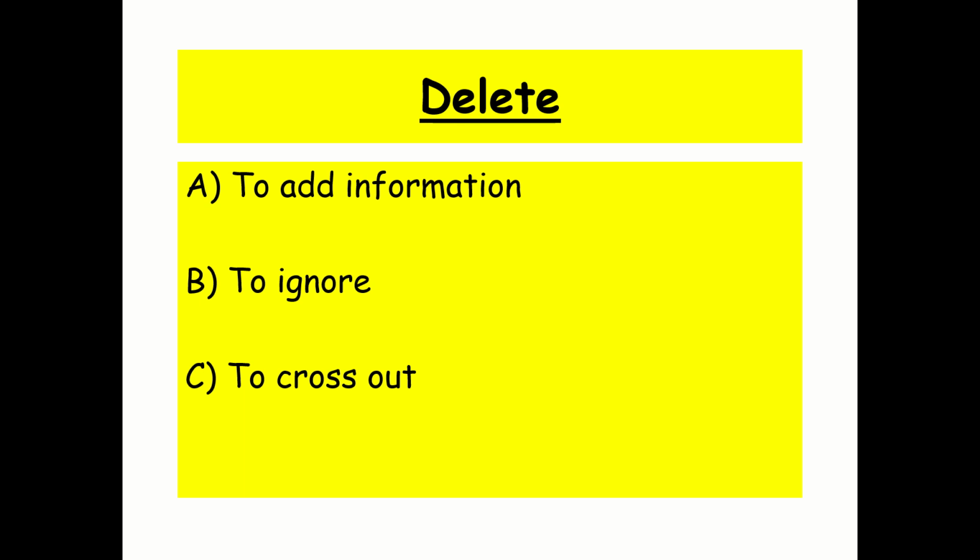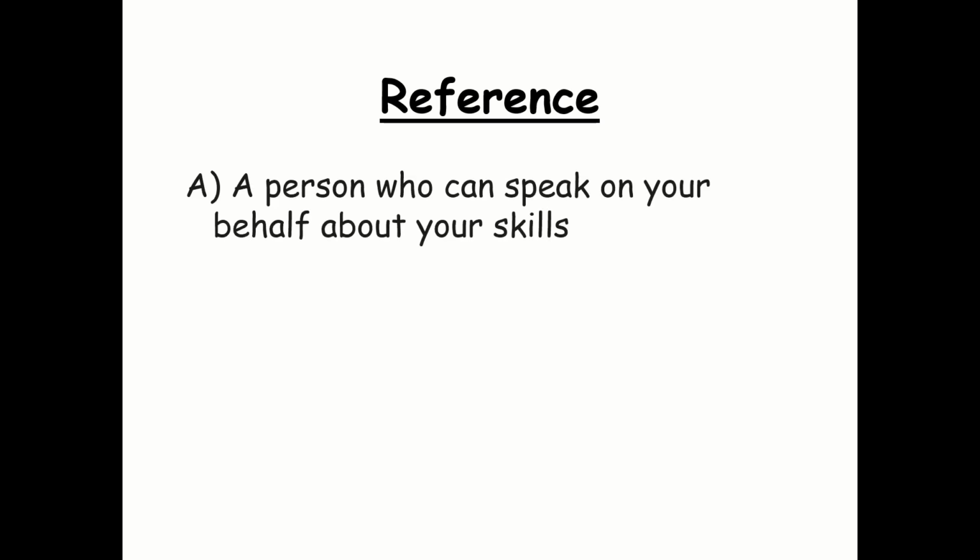Let's check the correct answer. The correct answer is to cross out. So on a form, you could have lots of options and it will ask you to delete what is not relevant. That means cross out what is not important to you. Next word, reference.